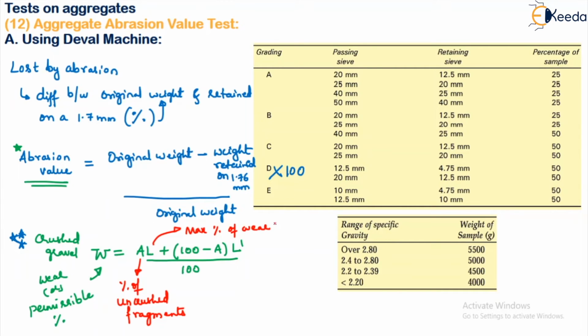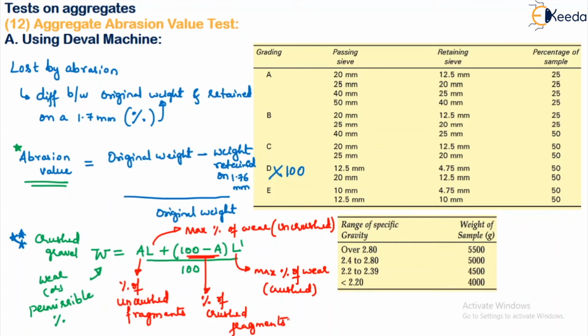When you go to L dash, this is also the maximum percentage of wear, but here it consists completely of crushed fragments. Okay, so this is how you will calculate. What is this 100 minus A? This 100 minus A is the percentage of crushed fragments. So this is how you will go about with the Deval machine.